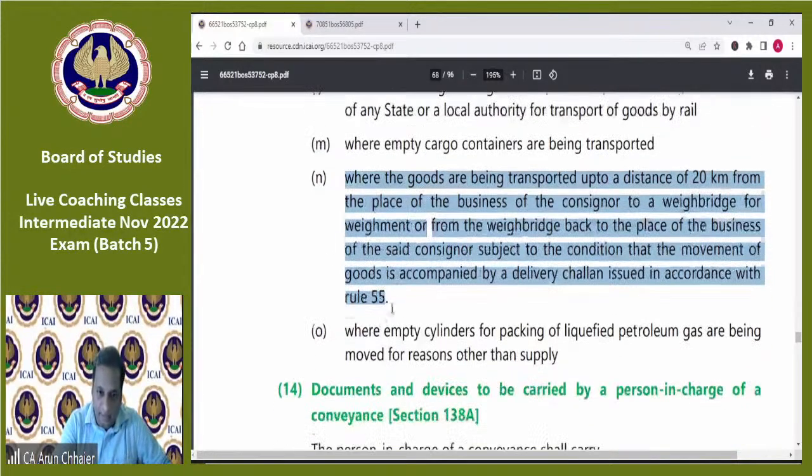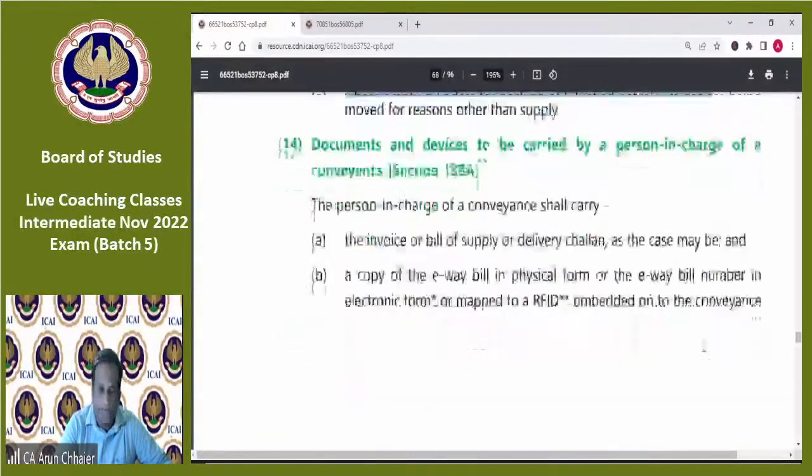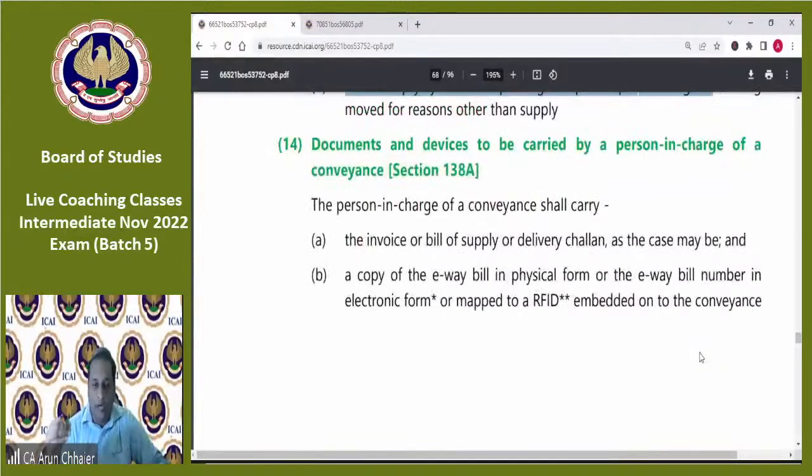Next is where empty cylinders for packing of LPG gas are being moved from a region other than the supply. That is okay. Now, rule 138 is completed. 138A, 138B, C, D, and E. E is very important, and there is a certain amendment in E that we will discuss.